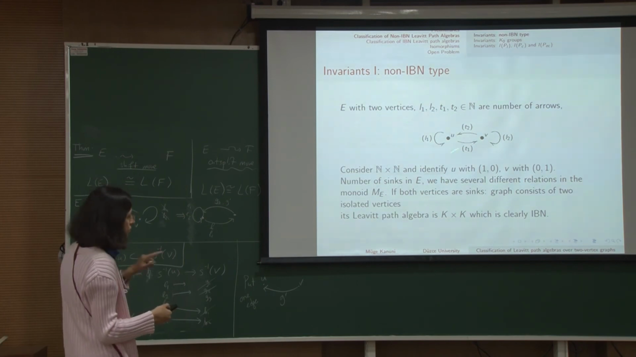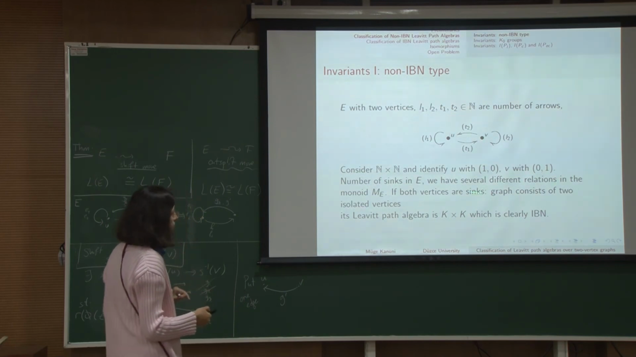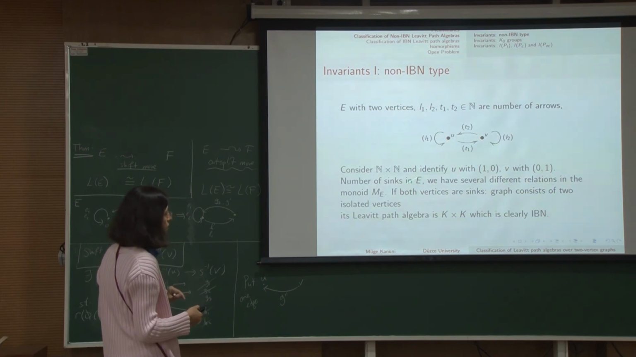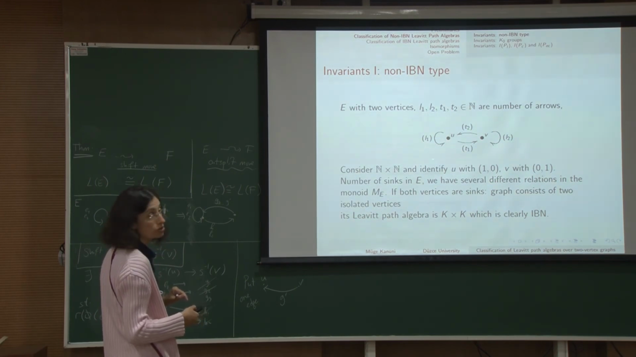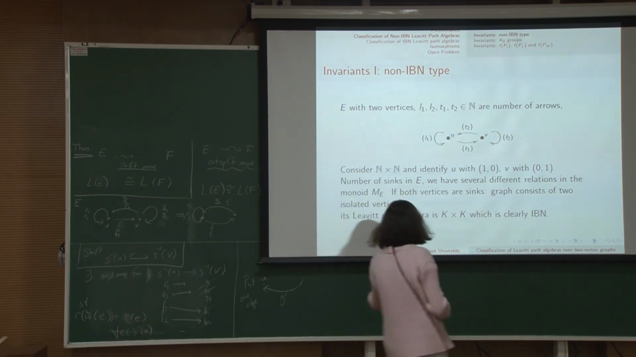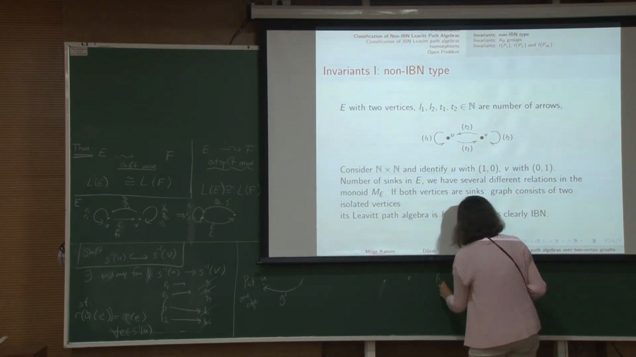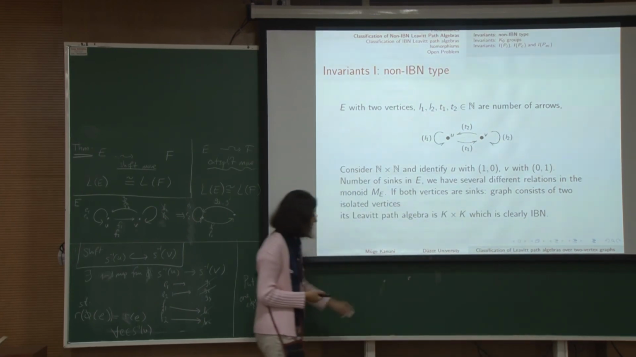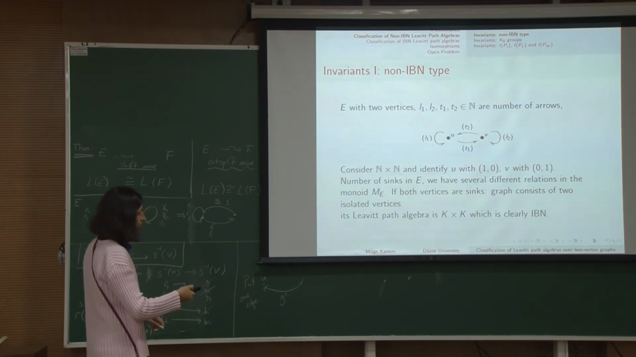So I'll just skim through some of the results here. We have several different relations that occur depending on the number of sinks. If you have 2 sinks, then the graph consists of 2 isolated vertices, correct? Then the Leavitt path algebra is isomorphic to K cross K, which is an IBN algebra, we know what this is.